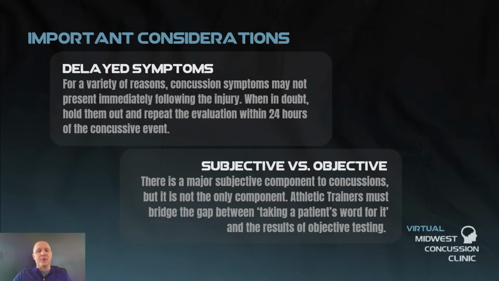Delayed onset symptoms are a very real thing. Whether we run into issues with ongoing care problems, or we run into issues with adrenaline being high, concussion symptoms may not present themselves right away. So if I have somebody who subjectively tells me I'm good, but objectively they're borderline, hold them out, reevaluate in 24 hours, right? To make sure that we don't have any of those delayed onset symptoms.